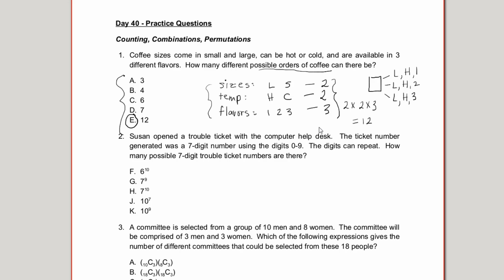So this is a counting example. Basically what that says is, if there are X ways to do one thing and Y ways to do another, and in our case we have 3 things, so Z ways to do another, we're just going to multiply X times Y times Z to get how many different possible options we can come up with.